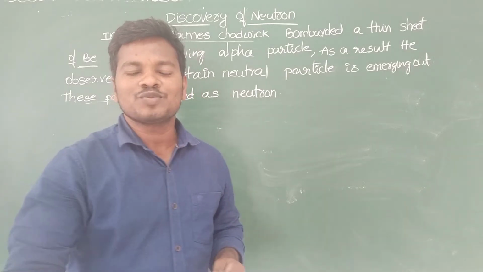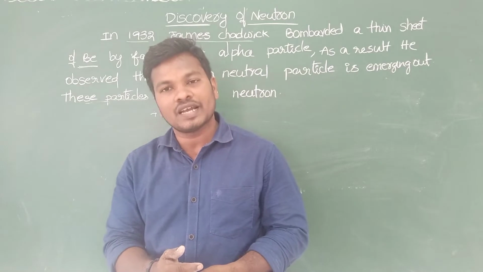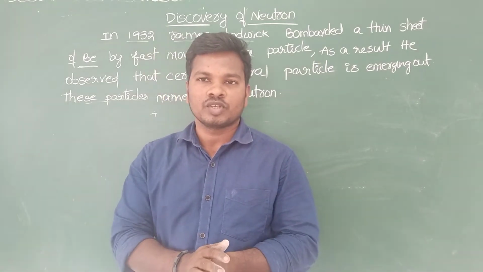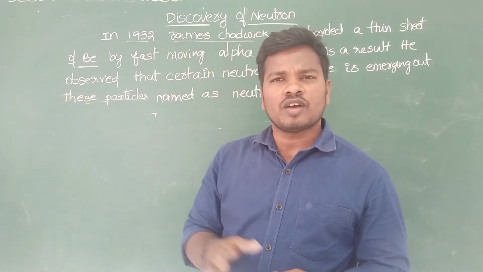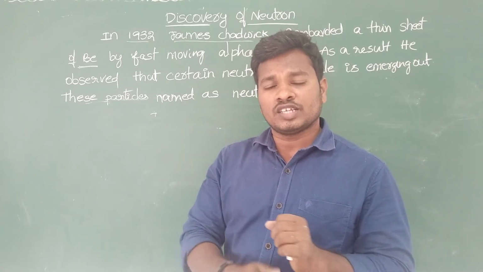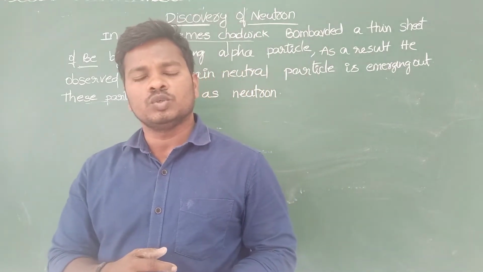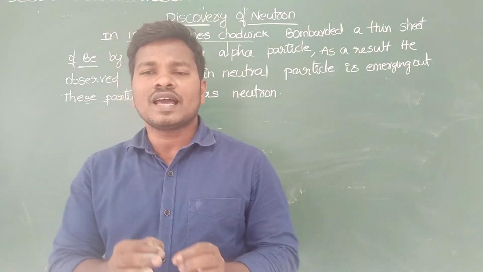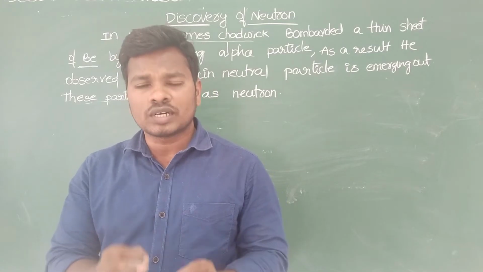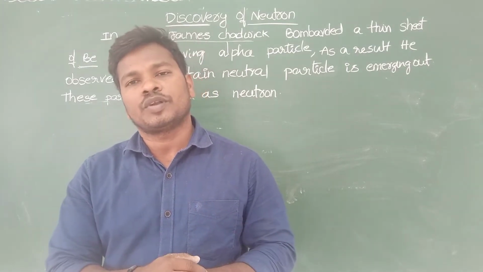Students, last class we discussed the discovery of the proton, Millikan's oil drop experiment and charge to mass ratio. So now you can see the discovery of the neutron. After the electron, the next discovery is the proton, and after that the neutron. The neutron doesn't have any charge, it is neutral. That's why the discovery of the neutron took some time.